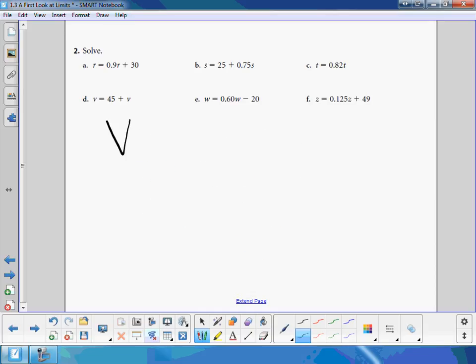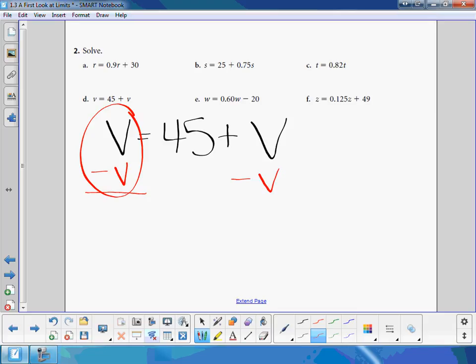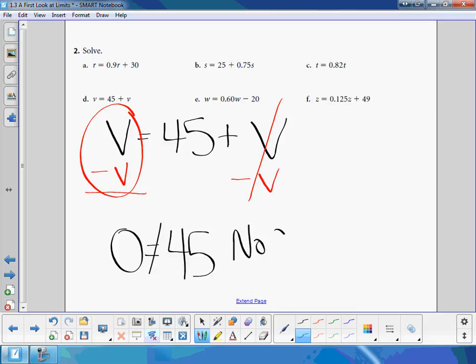In D, however, let's try this one. How could v equal 45 plus v? If you just think about it, what do you think? How can a number equal 45 plus that same number? Can it? No, it can't happen. There's no solution here. And what happens is, when you take away v from both sides, what do you get over here? 0 equals what? 45. And that's a false statement, so there's no solution.